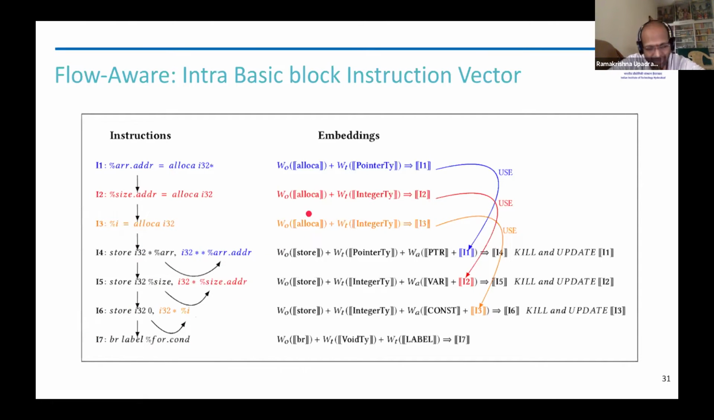Further down, in a similar manner, once you construct the vector here, you can immediately use it here. You can use the intra basic block data flow. You can use this particular embedding encoding here while you are constructing the embedding for I4. In a similar manner, I2 can be used for I5, I3 can be used for I6, etc. And then you also have to go through this kill and update of I1, I2, and I3.